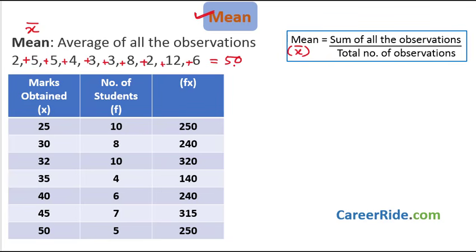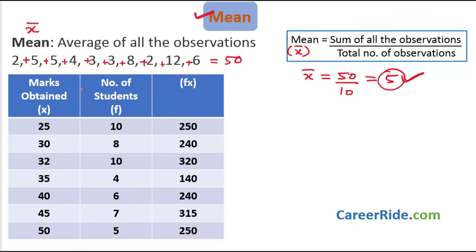And how many total observations are there? The total number of observations is 10. So what is going to be the mean of this data? X bar in this case is going to be 50 upon 10, right? So the mean of this data in the first case is 5.